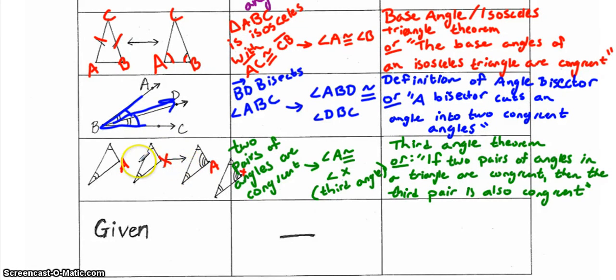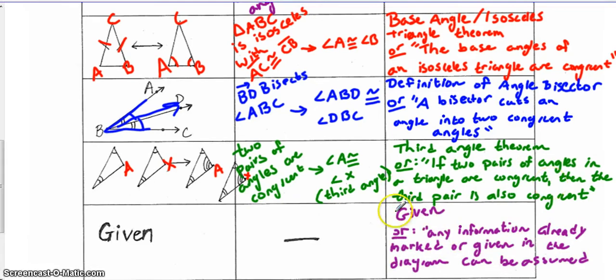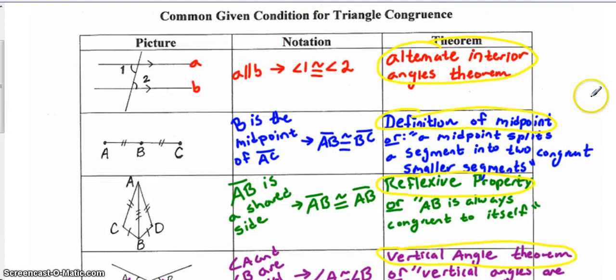In the next figure, we have two pairs of angles that are congruent, and that means that the third pair of angles, I marked them A and X, will also be congruent. This is called the third angle theorem, or if two pairs of angles in a triangle are congruent, then the third pair is also congruent. And lastly, given. Any information already marked or given in the diagram can always be assumed. When you write a triangle congruence proof, you will only need to write down the name of the theorem circled in yellow, but it will still be important to remember everything else that goes along with it. Don't lose this paper as we start to do triangle congruence proofs.